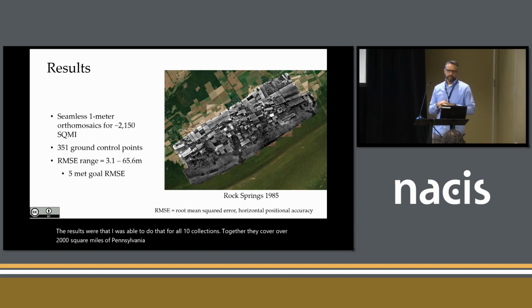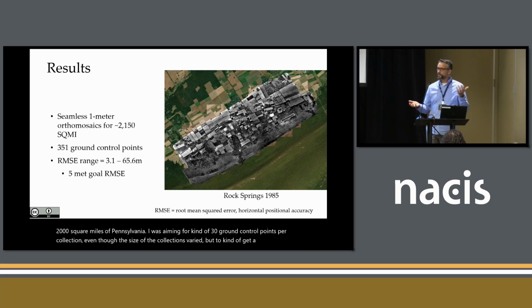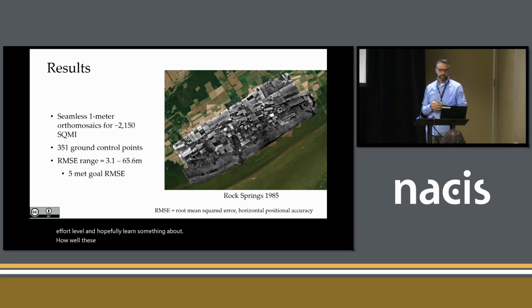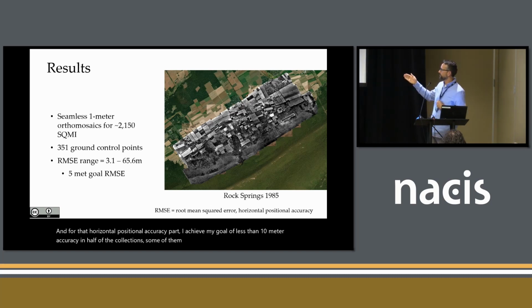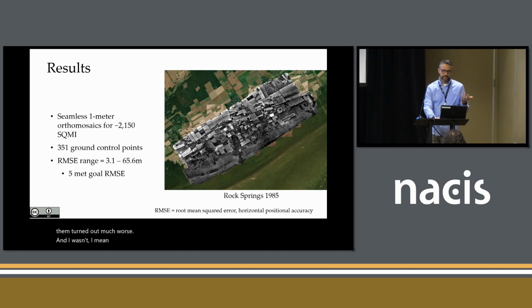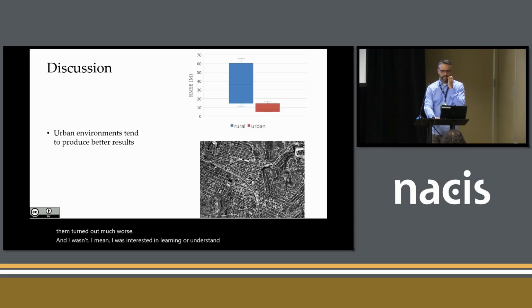I was aiming for 30 ground control points per collection, even though the size of the collections varied, to get a variation in effort level and hopefully learn something about how well these methods work. And for that horizontal positional accuracy part, I achieved my goal of less than 10 meter accuracy in half of the collections. Some of them turned out much better, and some of them turned out much worse. And I was interested in understanding more about why that is.